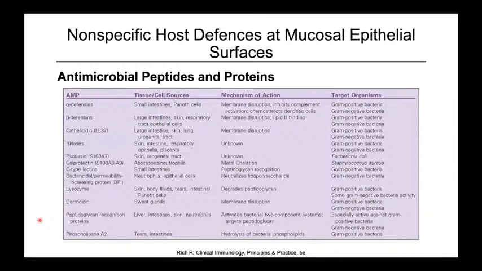And then the other non-specific defenses would include things like antimicrobial peptides and proteins. I think we talked about a lot of this in second year. So your defensins, cathelicidins, lysozyme, and so forth in different tissues. You can look at this table later in detail.